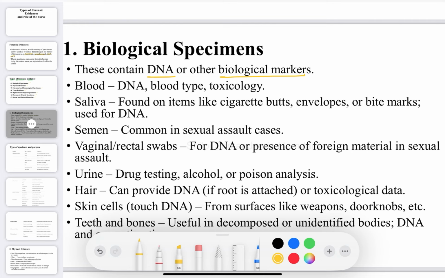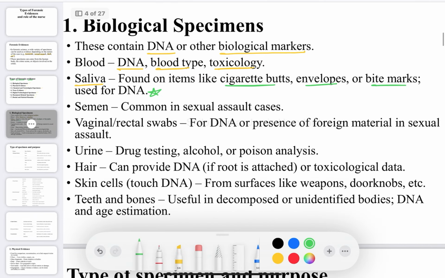It can be blood, which has DNA, blood type, and toxicology. Biological specimen can be saliva, found on items like cigarette buds, envelopes, or bite marks, used for DNA. So if we get biological evidence, we can easily find out the DNA. It can be helpful in paternity testing and in finding out the victims.